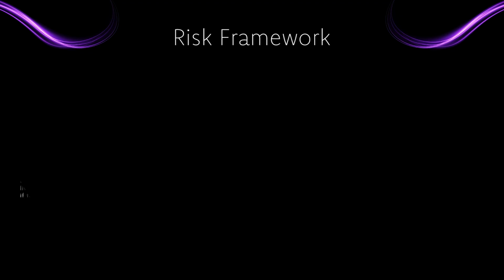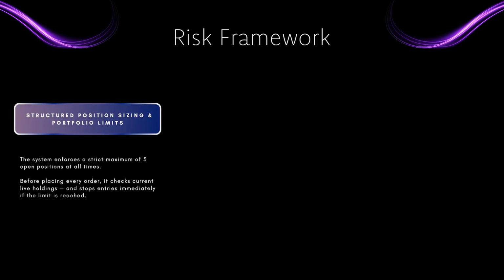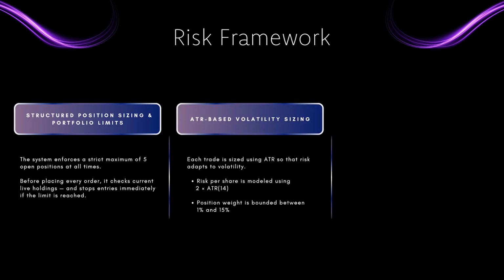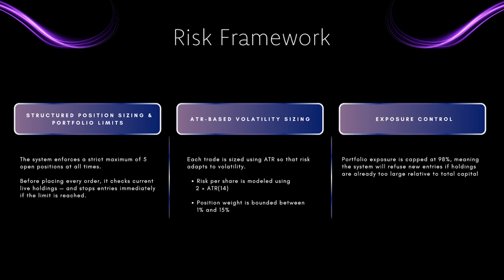At the portfolio level, the strategy follows a strict and disciplined risk framework designed for controlled swing trading. A maximum of 5 open positions is allowed at any time. Before placing every order, the system checks live holdings and blocks new entries if the limit is reached. Each trade uses ATR-based volatility sizing. Risk per share is modeled using 2x ATR 14. Position size is bounded between 1% and 15%. Total portfolio exposure is capped at 98%, preventing overallocation.